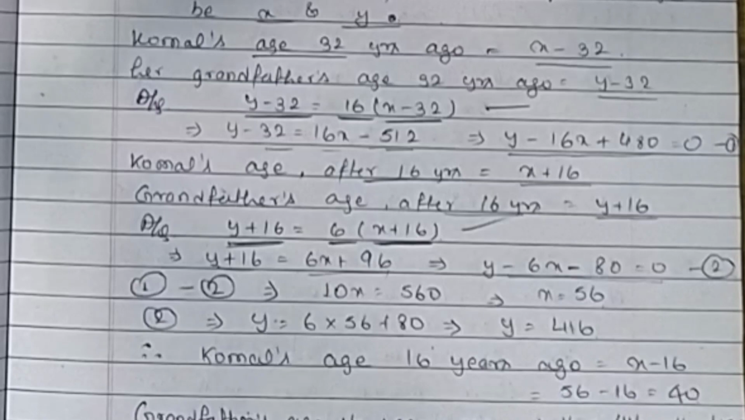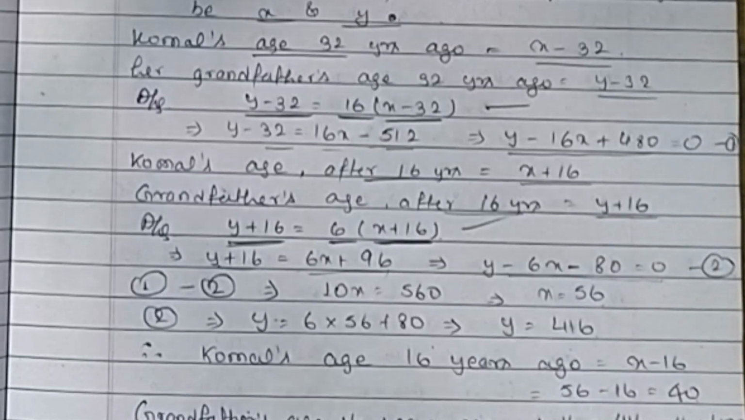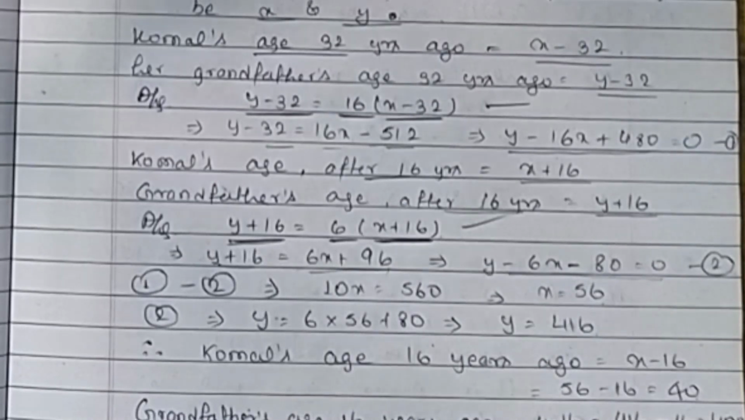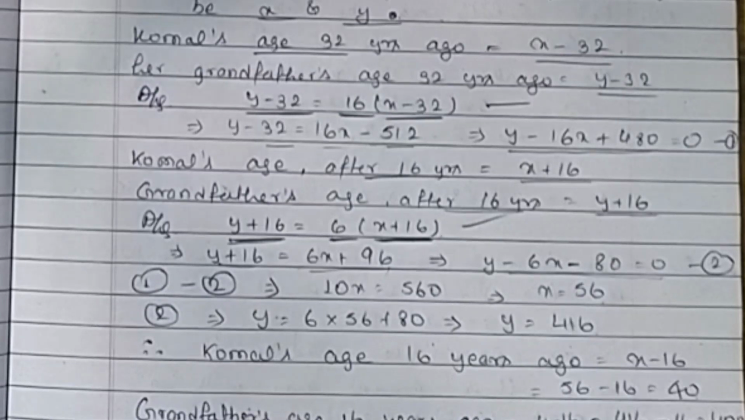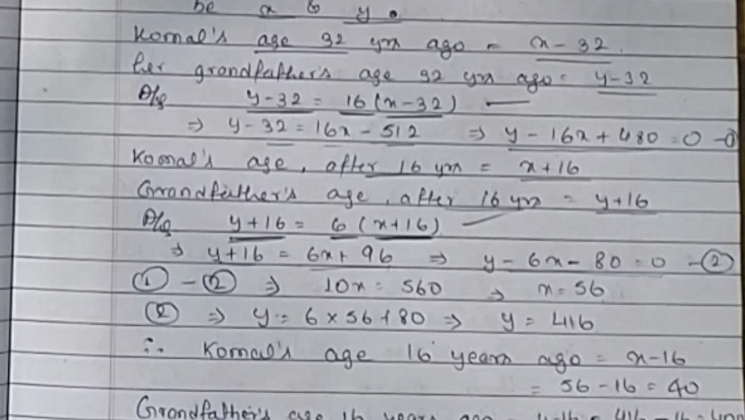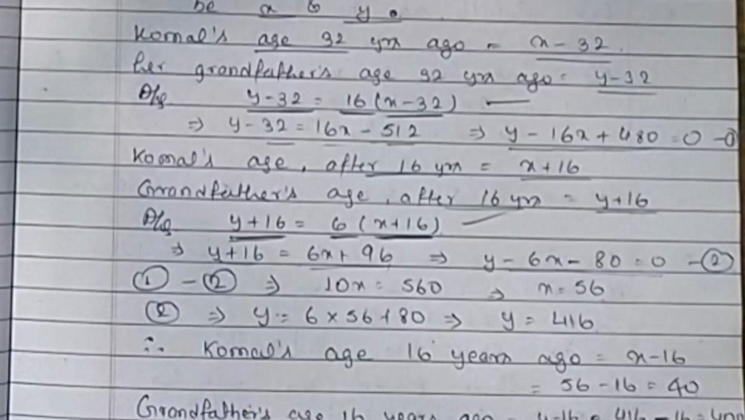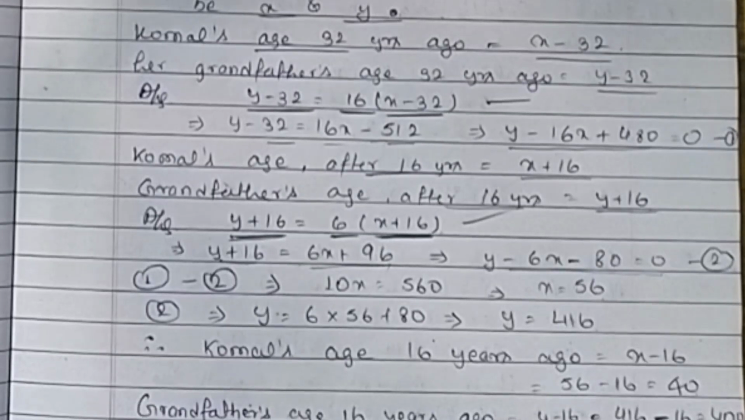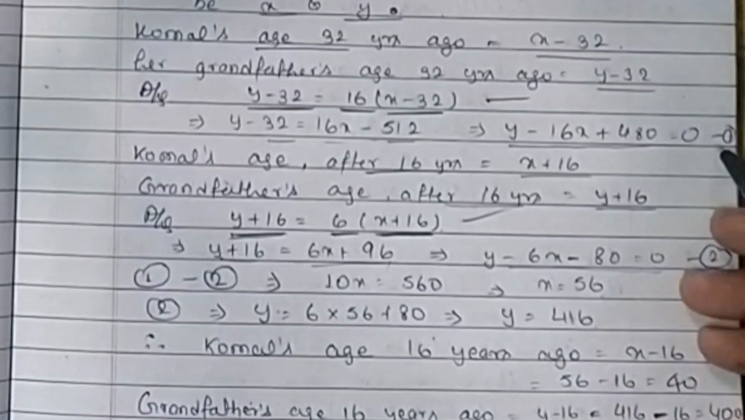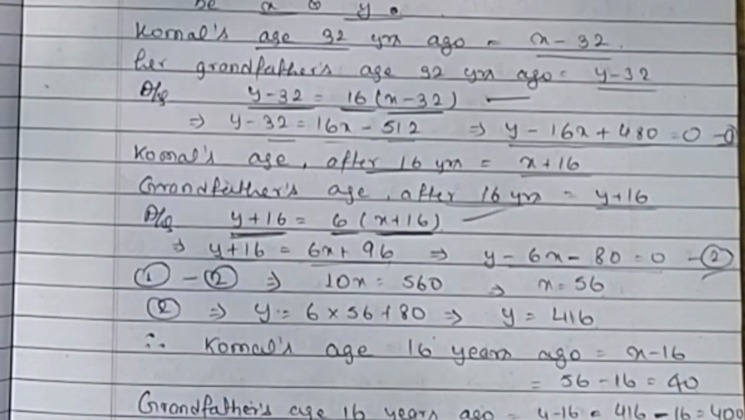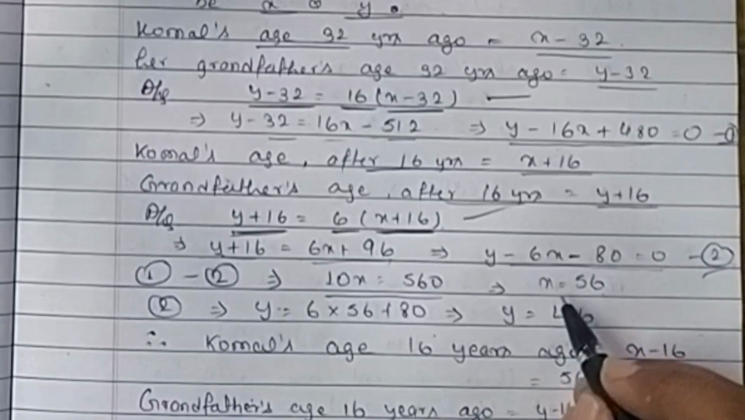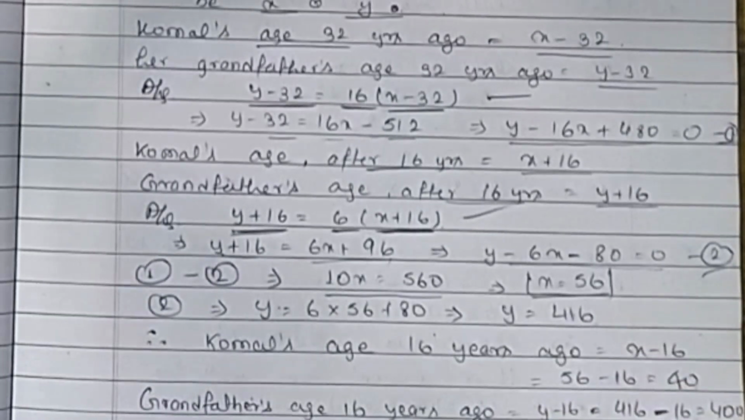So again, we have got two equations, and if we solve these two equations, we can find the values of x and y. And if we find the values of x and y, we can easily find the present ages of Komal and her grandfather. And further, we can find the ratio between them. To solve these two equations, we have subtracted equation number 2 from equation number 1. By performing this operation, we get 10x is equal to 560, and hence x is equal to 56.